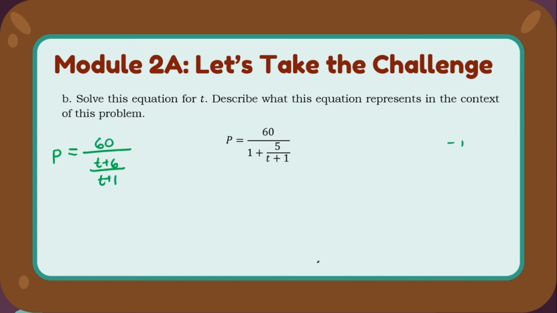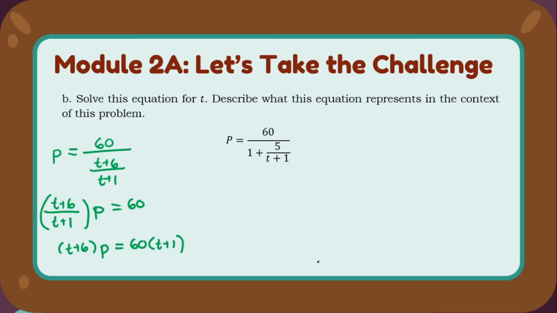So, next step, we will now multiply this to P, so it becomes T plus 6 over T plus 1 P is equals to 60. And then, multiply both sides by T plus 1. So what is left? It becomes T plus 6 times P is equals to 60 times T plus 1. Okay? Now, we can now distribute.